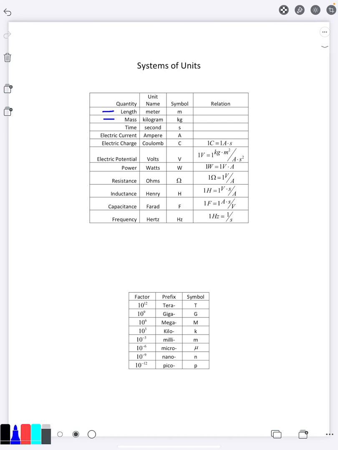We will use measurements of time here and there in the class. The standard is a second, symbol s, as usual.